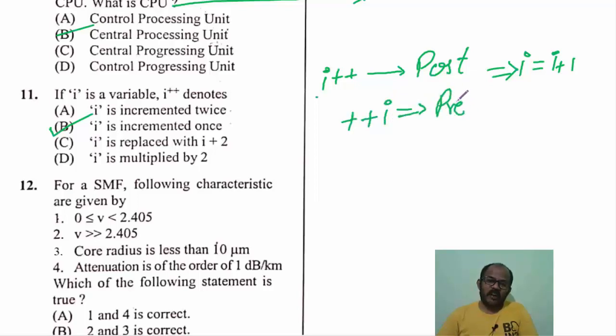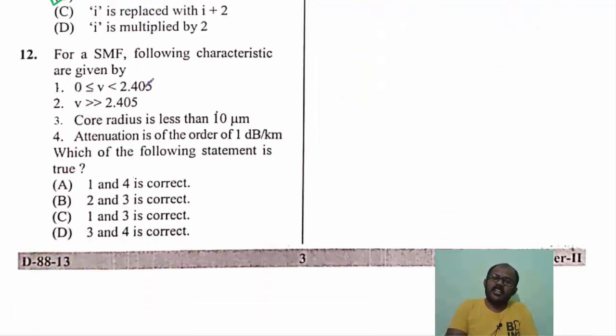First you increment the value of I, then you can make use of the value of I. So you need to know the difference between post increment and pre-increment. 12th question is based on optical fiber. So what they have given is, in a single mode fiber, the following characteristics.